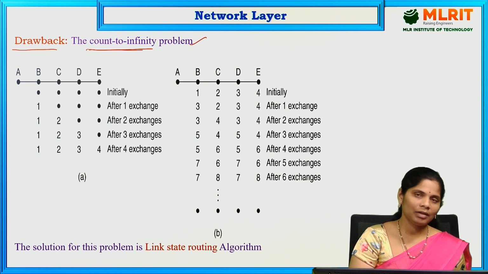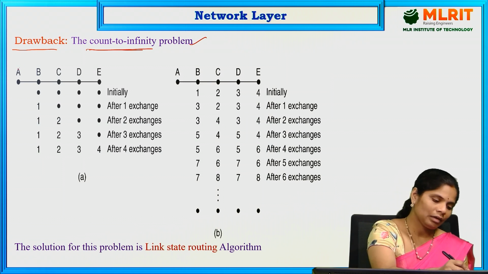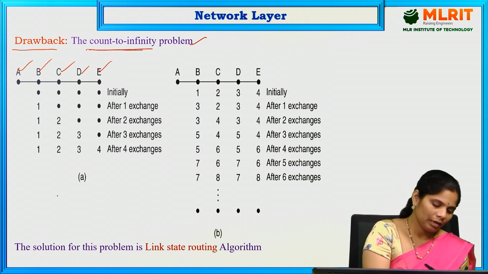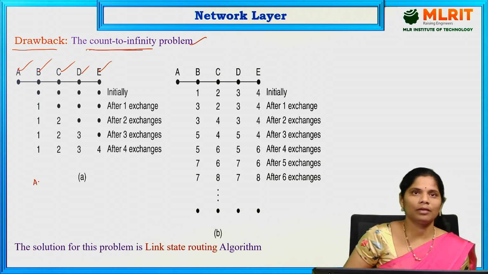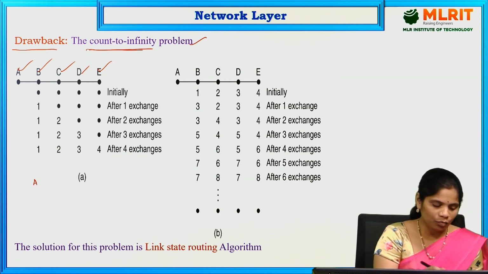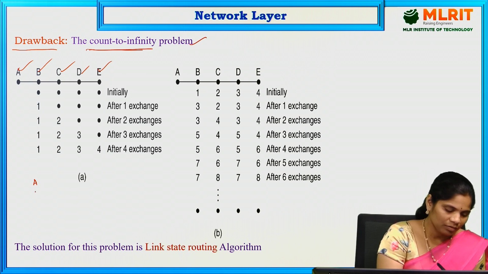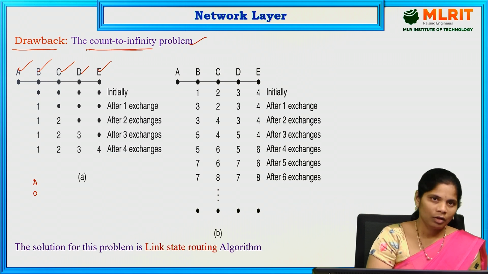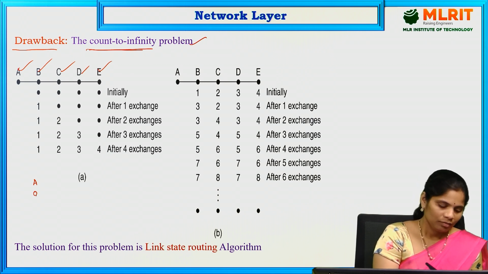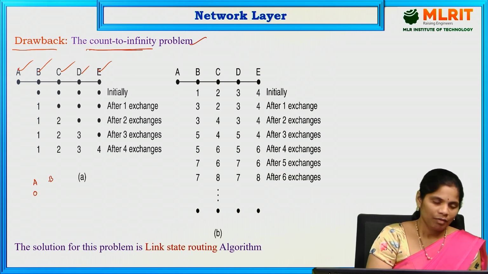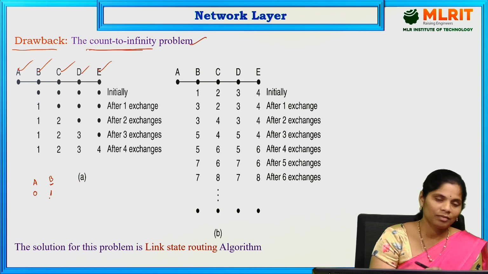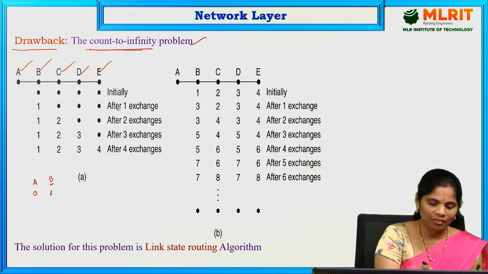Suppose we are traveling through one router to another router. Here A, B, C, D, E are the routers. Suppose first only router A is there. It is starting at the condition of 0, because before A no routers are there. Suppose B comes. B writes 1, because before B one router is there. So this is the first case.